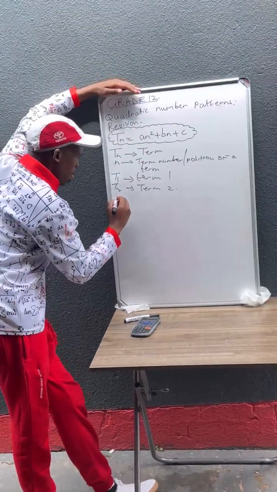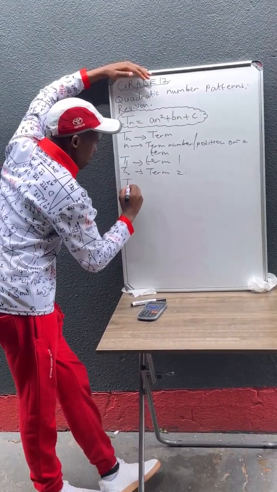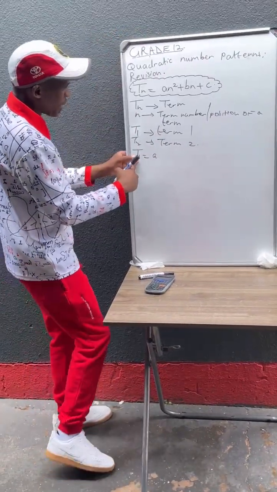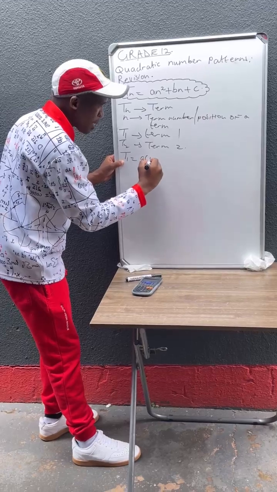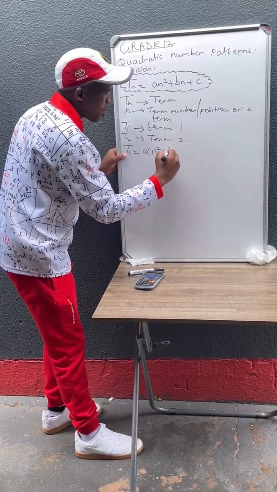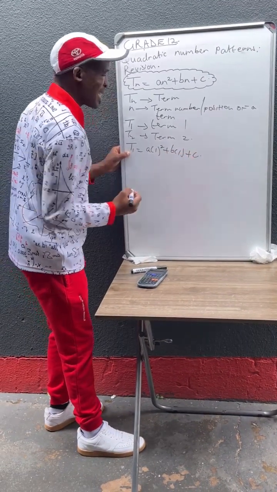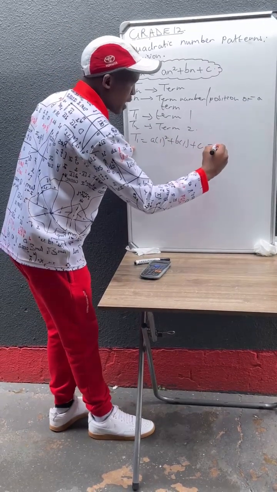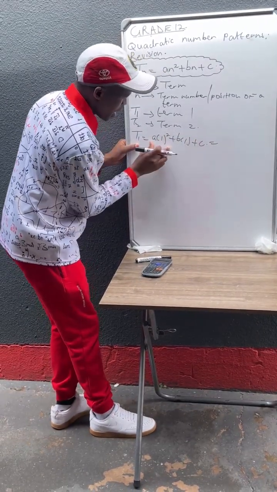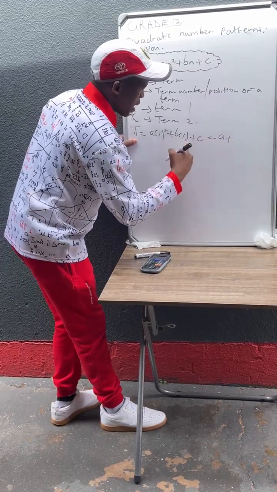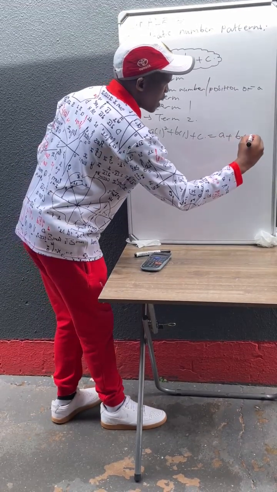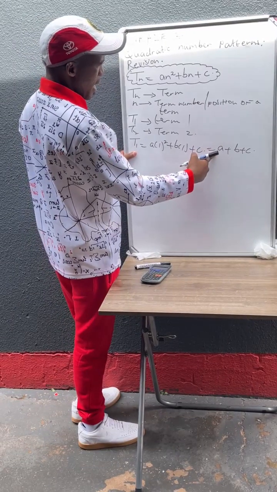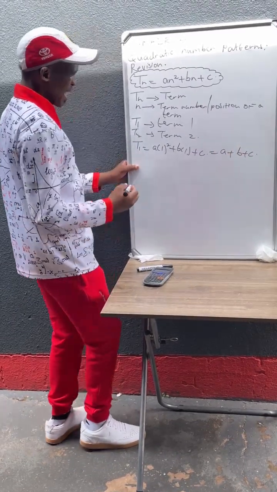Now, if I say T1, what must I do? If I put 1 where there is n, I must put 1 here, squared, plus b into 1 plus c. So when we do our calculations we get T1 equals a plus b plus c. So term number 1 is actually a plus b plus c, right?